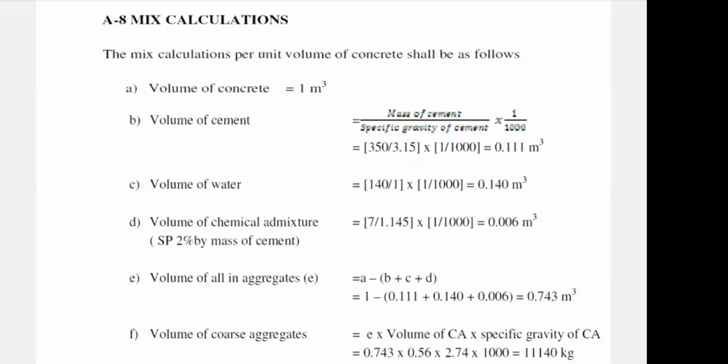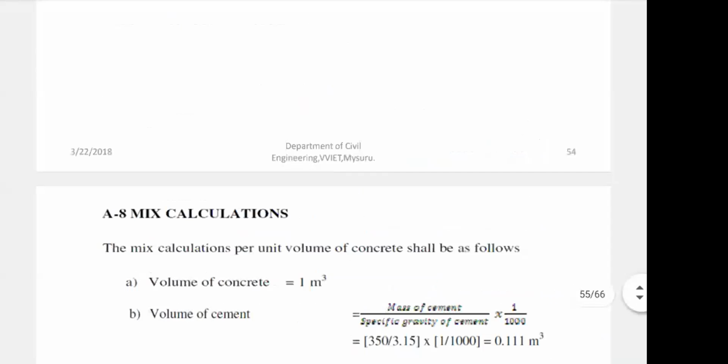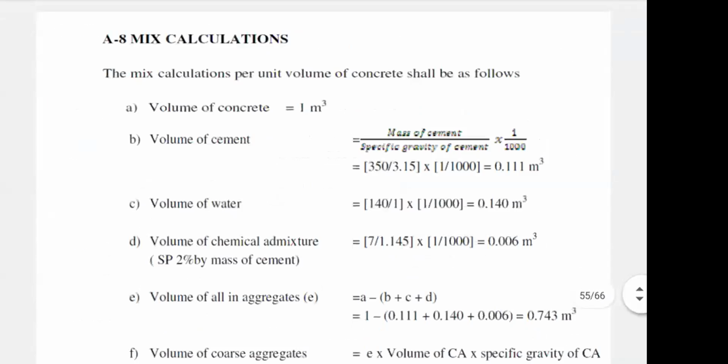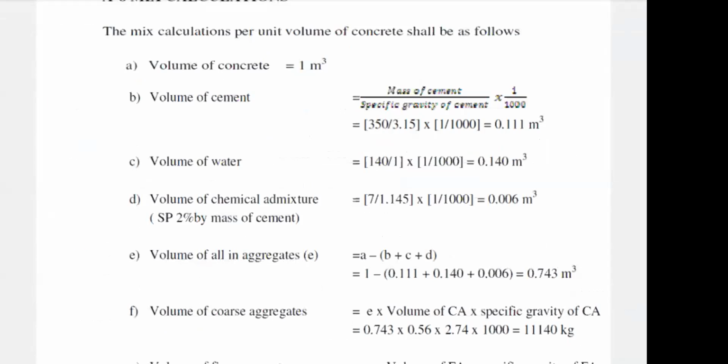Now the last one is the mass of coarse aggregate. How to calculate it? That is the volume of all-in aggregate multiplied by the volume fraction of coarse aggregate into the specific gravity of coarse aggregate. What is E? E is the volume of all-in aggregate, which in our case is 0.743, into the volume of coarse aggregate. We have already calculated the volume of coarse aggregate as 0.56. 0.56 into 2.74, the specific gravity of your coarse aggregate, multiplied by 1000. That will give you the mass of coarse aggregate in kg.